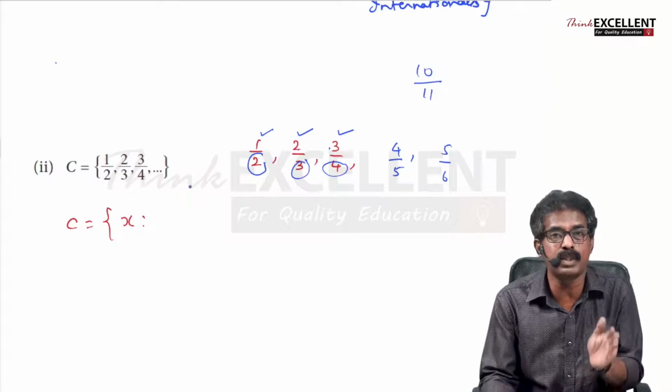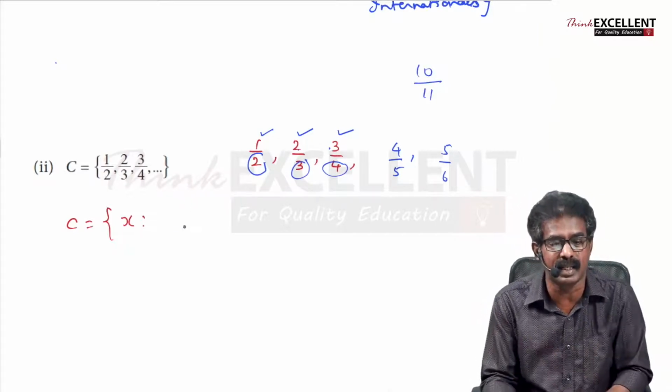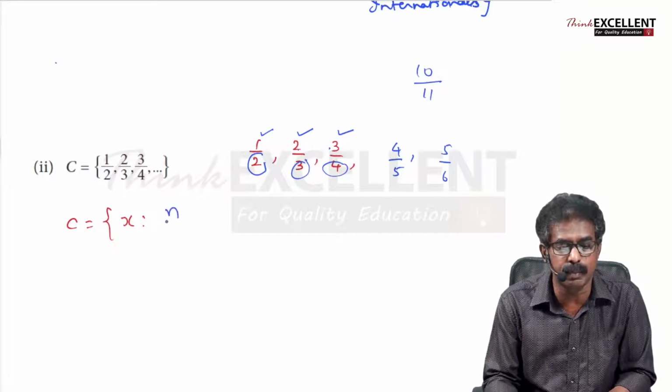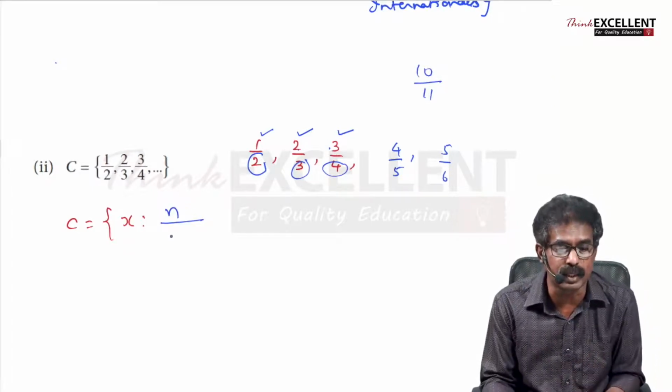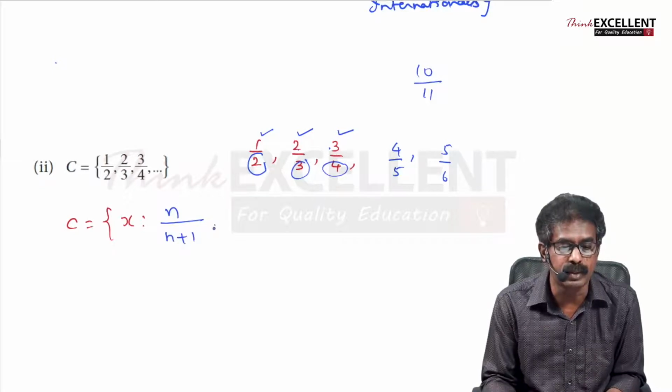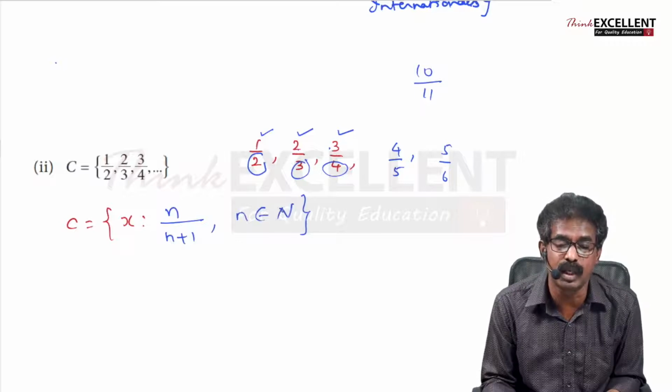So, the numerator is 1, 2, 3 continuously. So, the 10th term is 10, the 7th term is 7, right? So, for the nth term you write n by, and knowing the numerator, for the denominator you add 1. So, n plus 1, where n belongs to capital N. Capital N stands for the set of natural numbers.